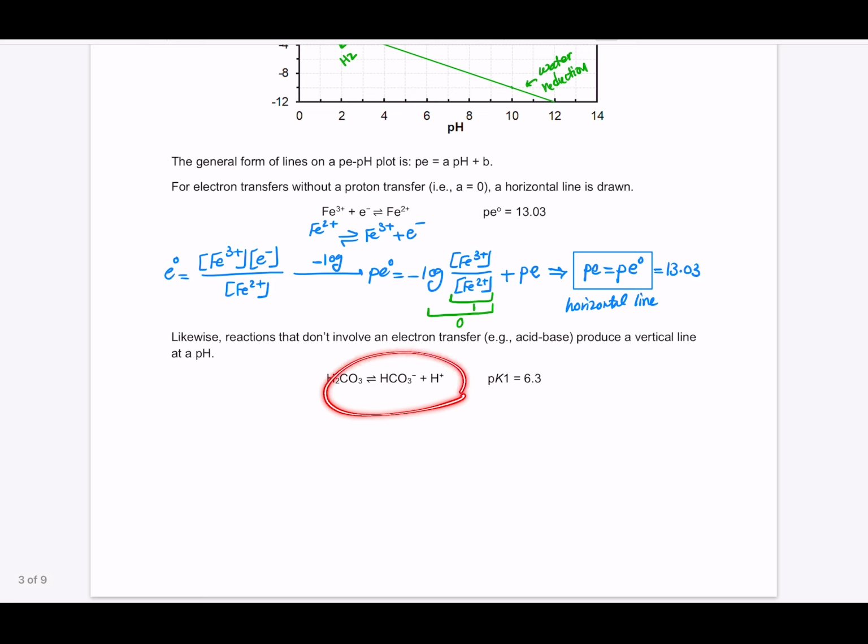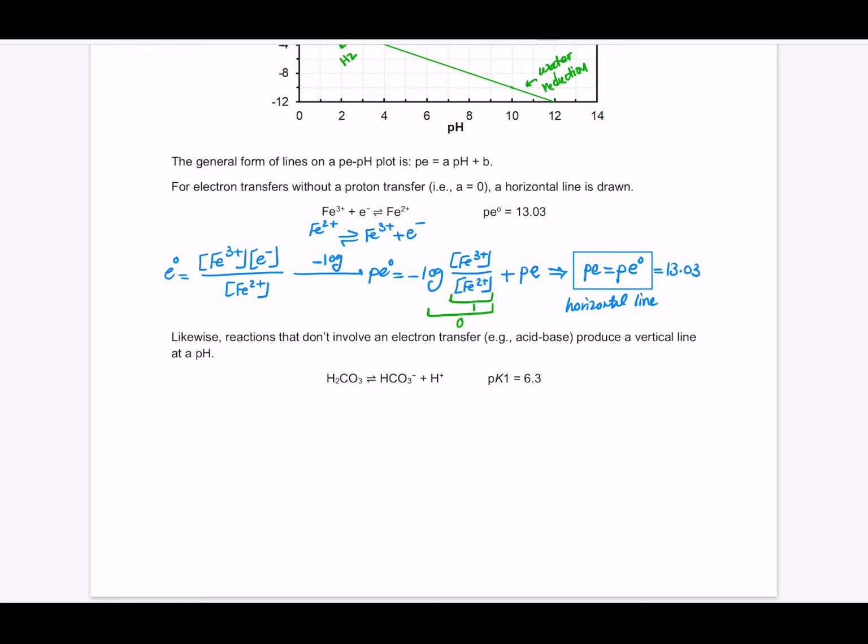Similarly, if we have just an acid-base reaction, it would be a vertical line. And it makes sense. This reaction is not pH dependent. So across any pH, this would be the same profile. So obviously the same thing for here. This is not electron activity dependent. So at any electron activity, it should be the same. So it's basically just pH dependent.